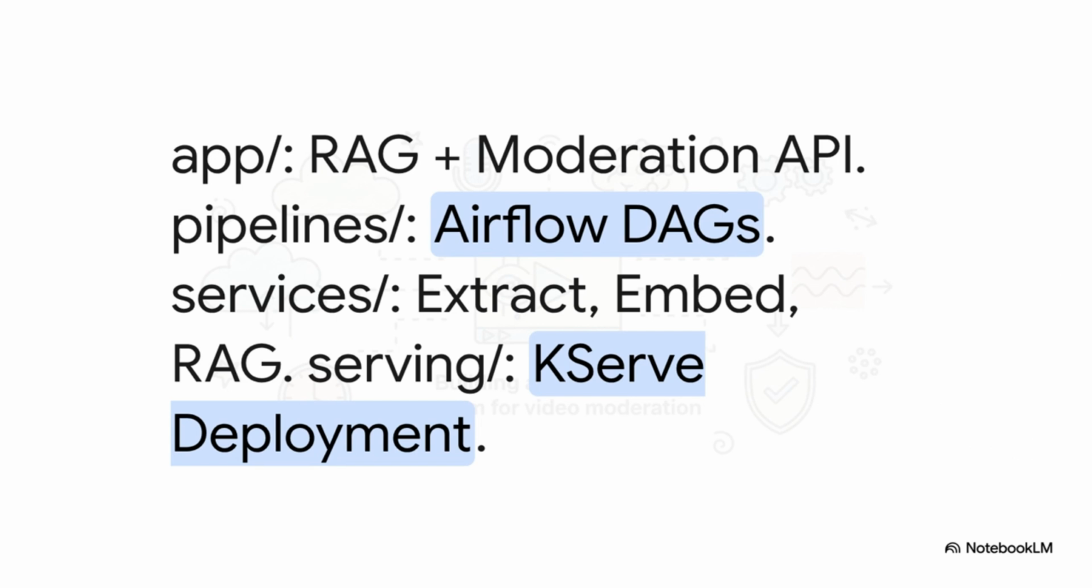Extract chews on the raw video. Embed creates its unique digital fingerprint. And RAG is the brain that does all the reasoning. Meanwhile, pipelines is like the factory foreman, automating the whole process, while app and serving are the front doors that open it up to the world.